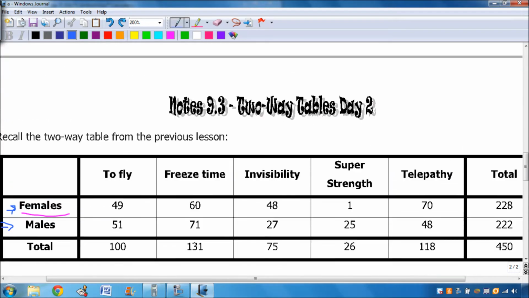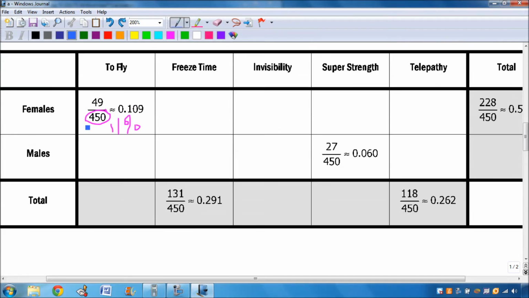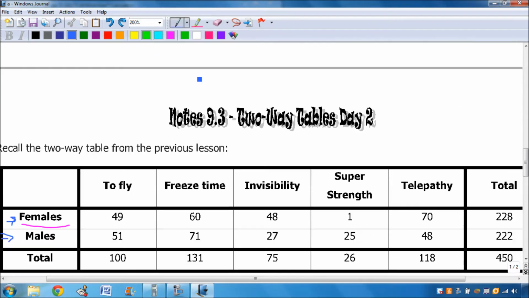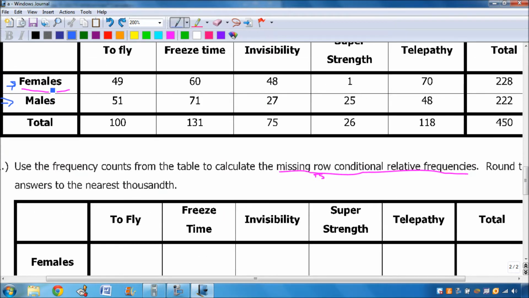Before, when we did this right here, there was no condition. It was 49 out of everybody. It was 11% of everyone that was surveyed were females that chose to fly. But right here, our condition is based on the row. So our condition is going to be females. So I want to know, out of all the females, what percentage of females chose to fly? All right, so we'll talk about how to figure that out right now.